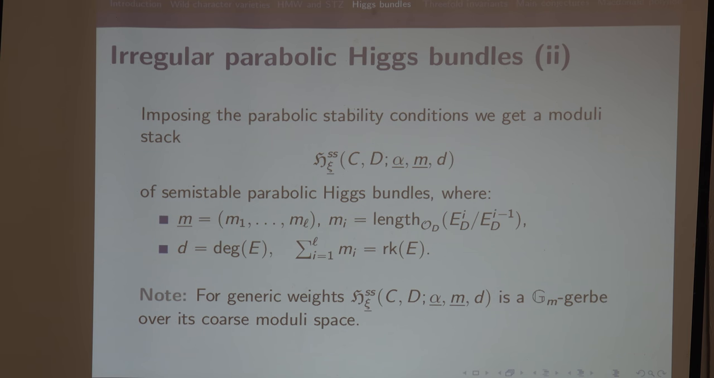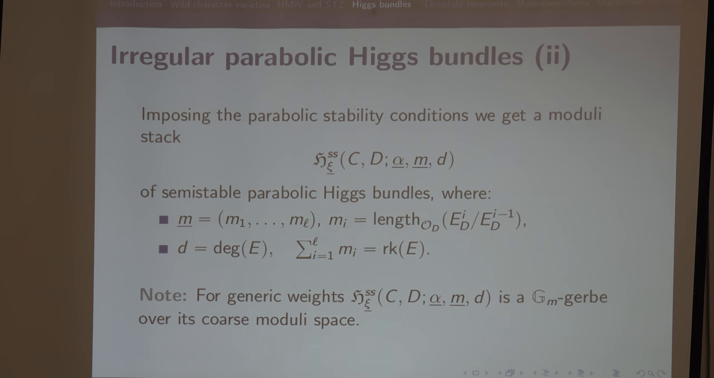You can impose parabolic stability conditions with the parabolic Chern class depending on the parabolic weights. And so you get a moduli space, a moduli stack of semi-stable parabolic Higgs bundles with these fixed Laurent tails or associated graded for the Laurent tails. It actually depends on discrete data. The discrete data is the degree of the underlying vector bundle. There is a partition, which is the dimensions of the associated graded pieces of the parabolic filtration. And then there are continuous parameters, which are the parabolic weights and these eigenvalues.